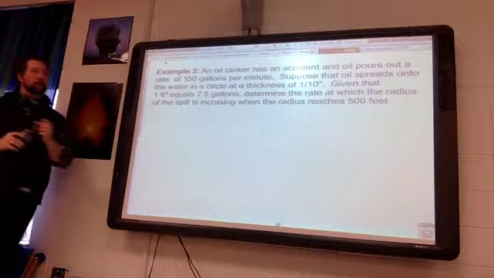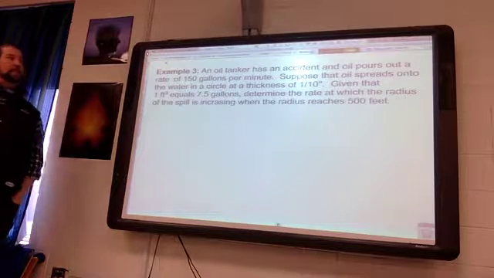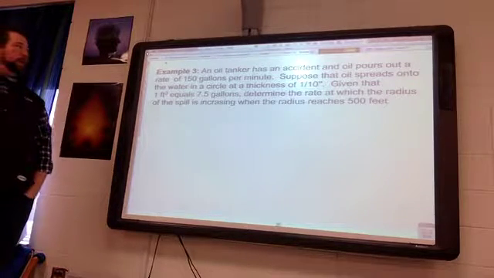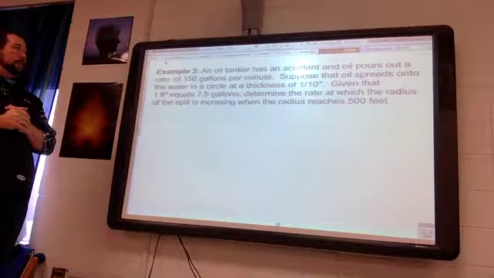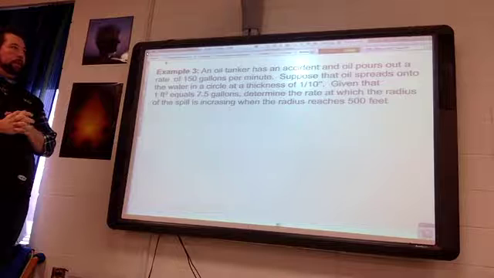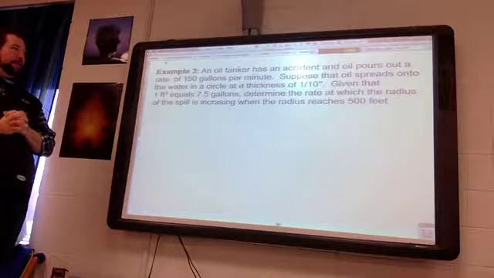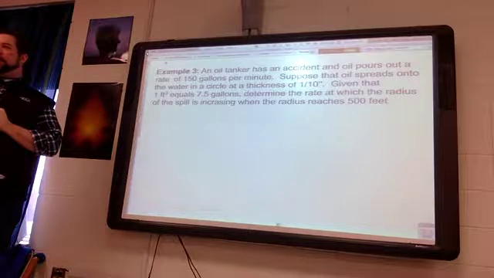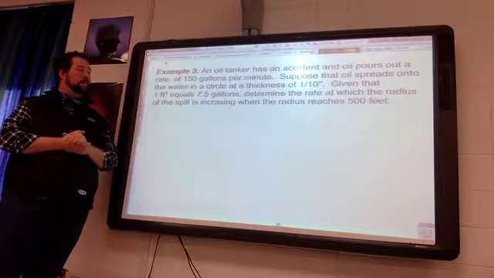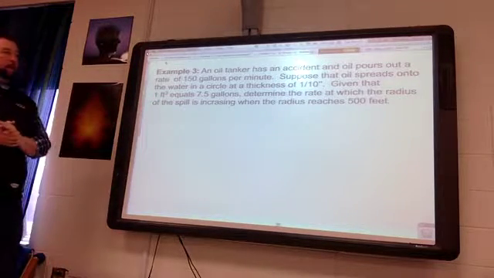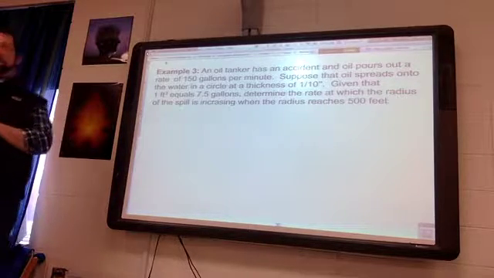All right, an oil tanker has an accident and oil pours out at a rate of 150 gallons per minute. Suppose that oil spreads onto the water in a circle at a thickness of 1/10 of an inch. Given that 1 cubic foot is equal to 7.5 gallons, determine the rate at which the radius of the spill is increasing when the radius reaches 500 feet.